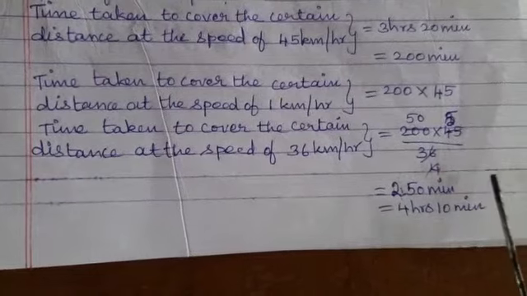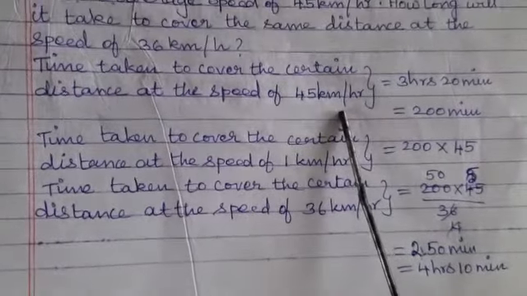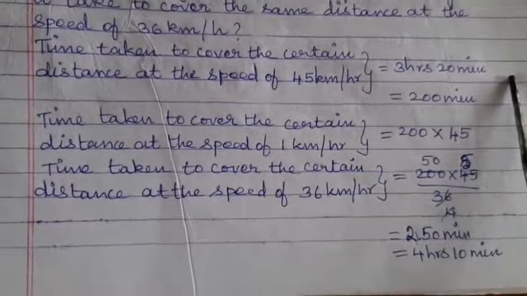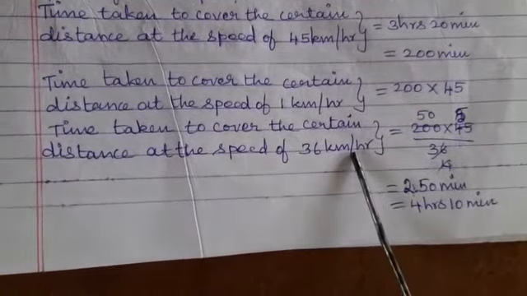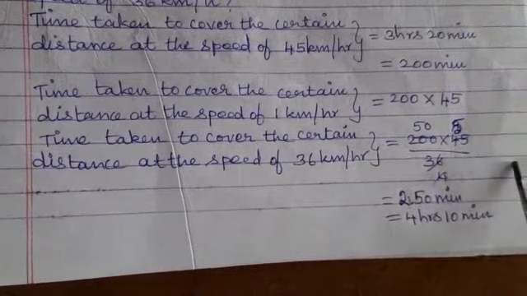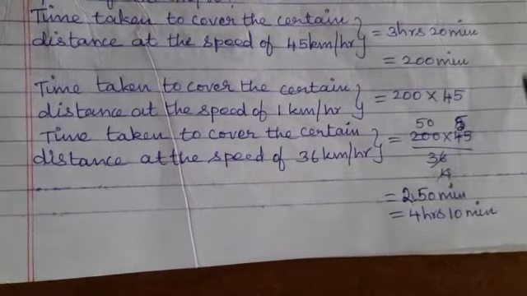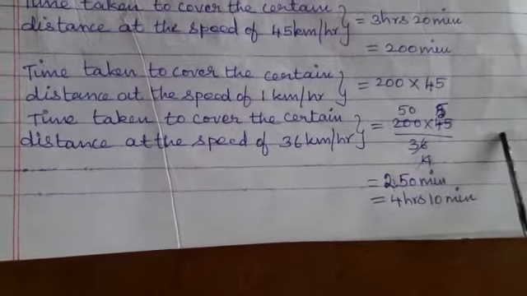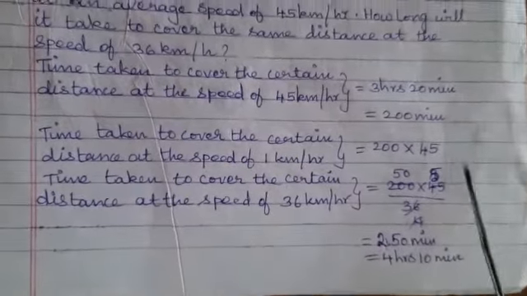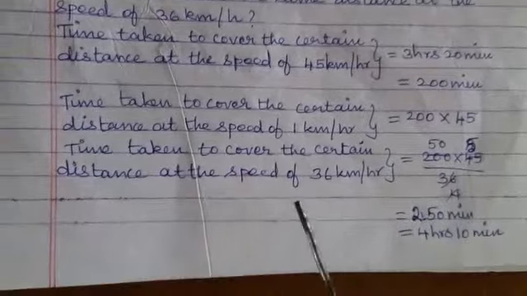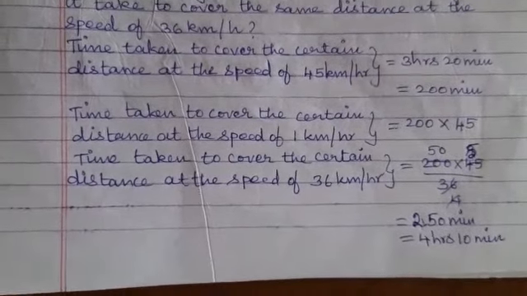Now how to check the answer here? Here 45 kilometers per hour, 3 hours 20 minutes. Then 36 kilometers per hour: the speed from 45 to 36 is decreasing, so the time will be increasing. That is, 3 hours 20 minutes to 4 hours 10 minutes, it is increasing. So we are applying the inverse variation, so my answer is correct. In this way, you can check your answer also.